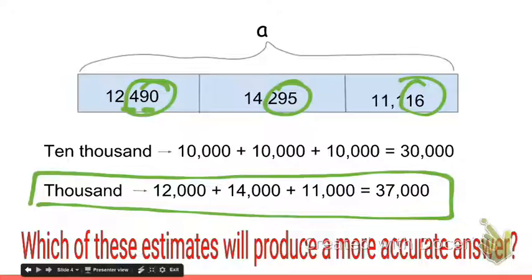And look at this, 30,000 versus 37,000. If we were to actually add all three of these, it would be closer to the 37,000 one. And it's not that we couldn't round by the 10,000s. It's just that we get a better, more accurate answer with the thousands place. Does anybody not understand that? I can show you again. Okay, all right. Good, thank you for the thumbs up. I appreciate that.